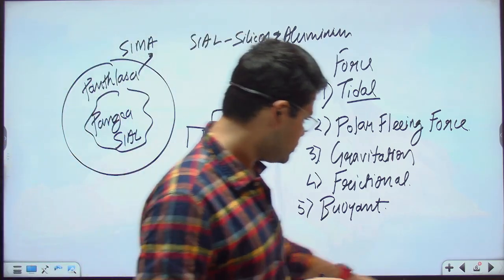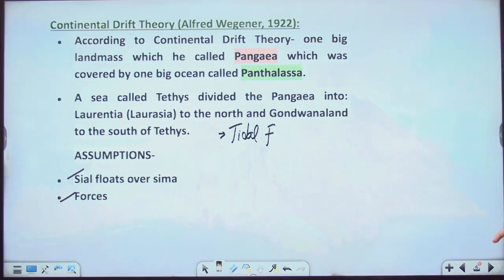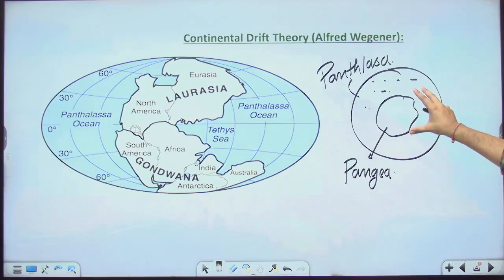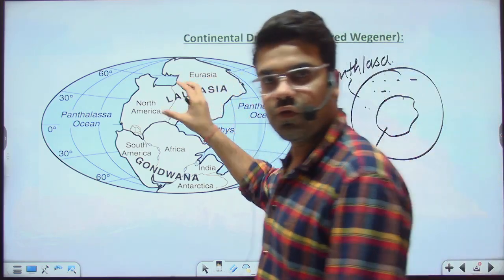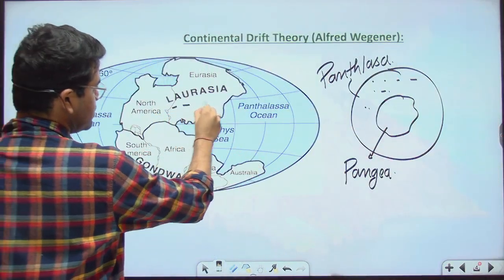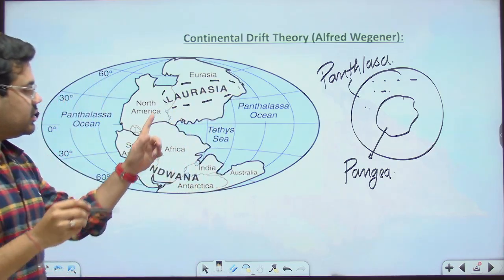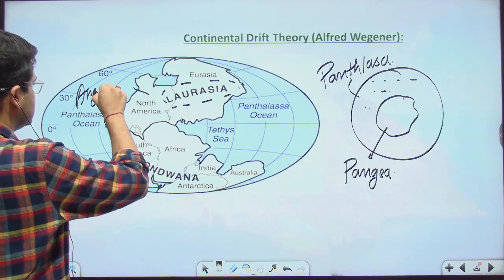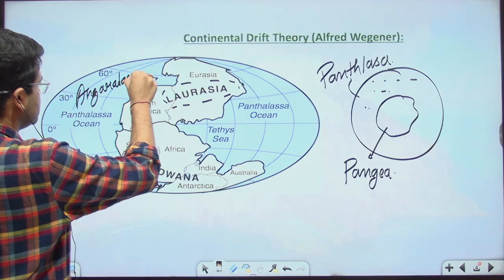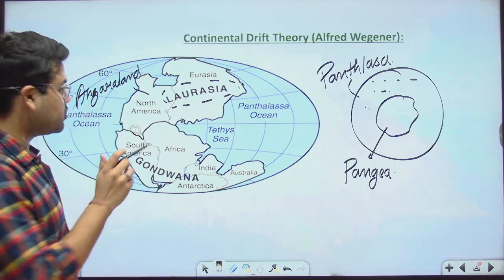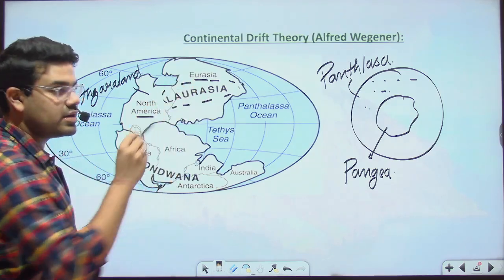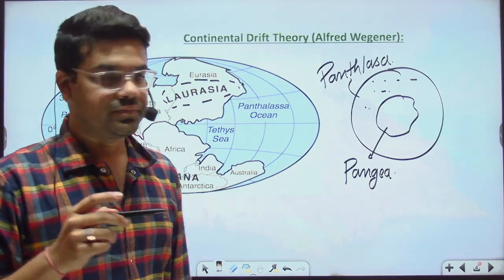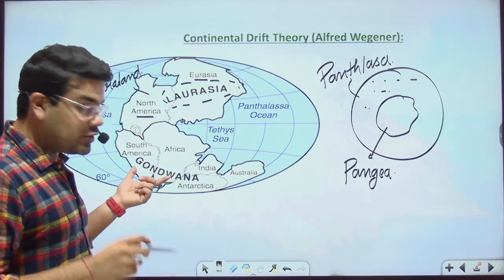Okay. Now, with the application of these five forces, he said the Pangea is going to break into two major parts. What are the two major parts? One continent, that is Laurasia. It is also said to be Angara land. Angara land constitutes the continent of North America as well as Eurasia. Okay. And the southern part is said to be Gondwana land.